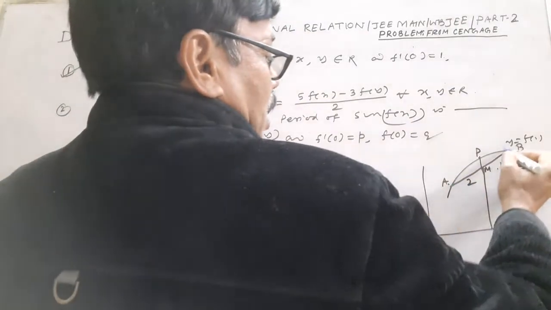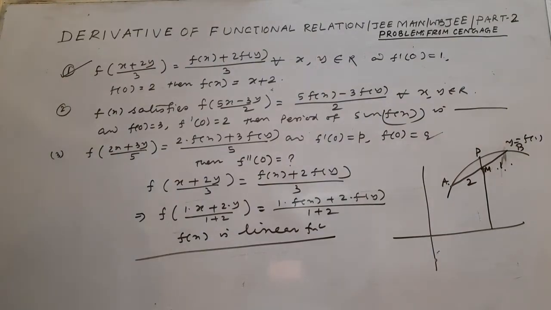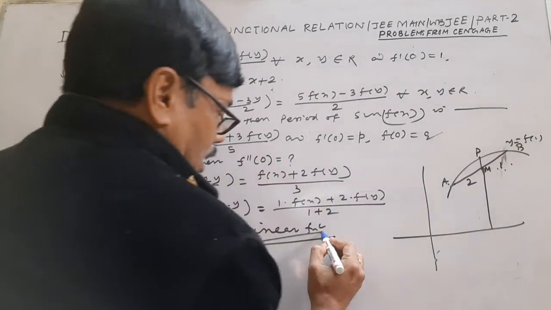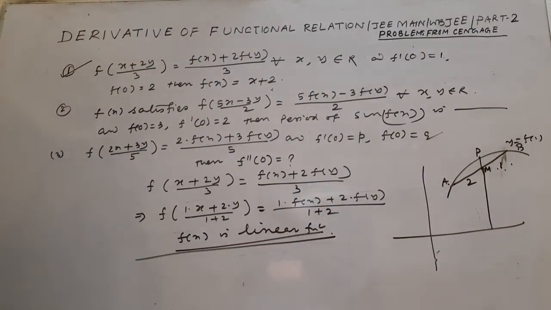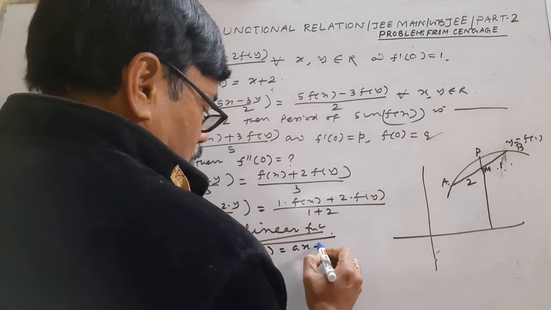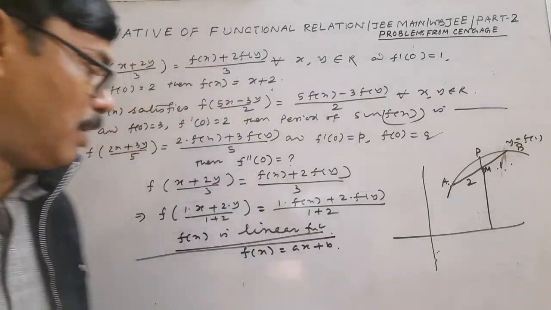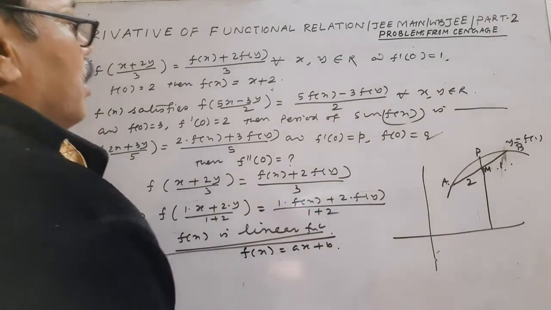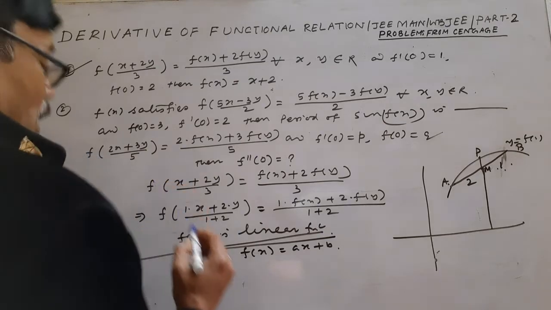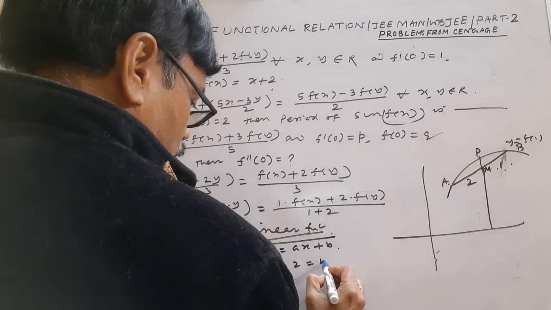P divides AB in the ratio 2 is to 1, so A, P, B are collinear. So f(x) is a linear function, and we can write f(x) = ax + b. Now, if f(x) is a linear function, there are two constants a and b. So use the initial condition: f(0) = 2 implies 2 = b.